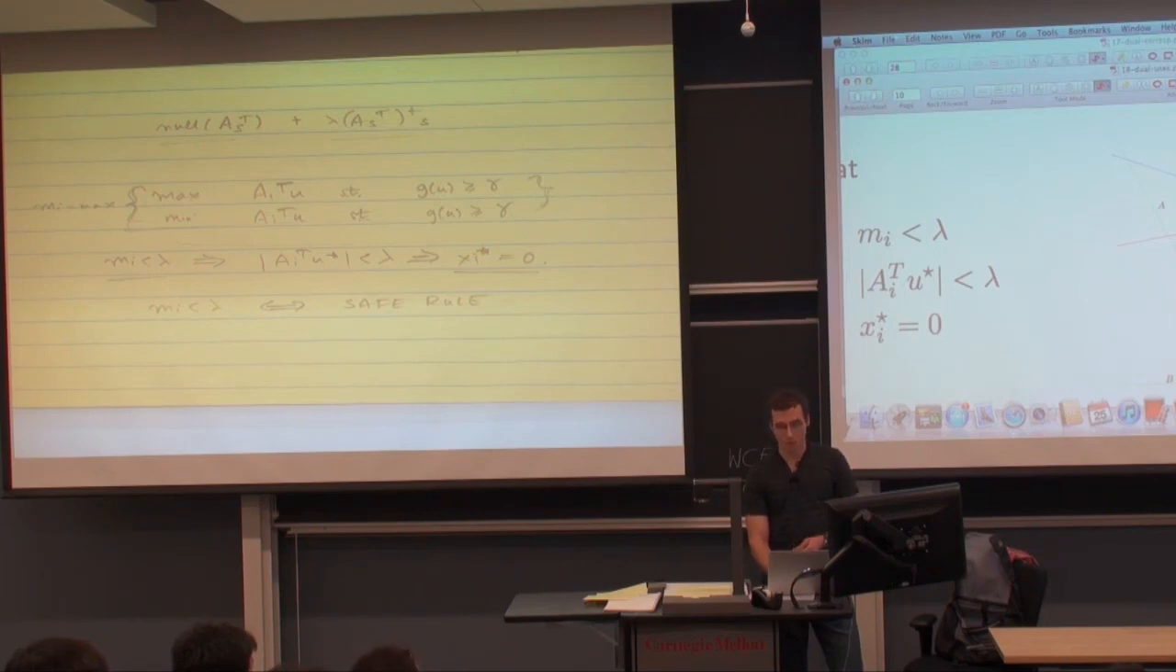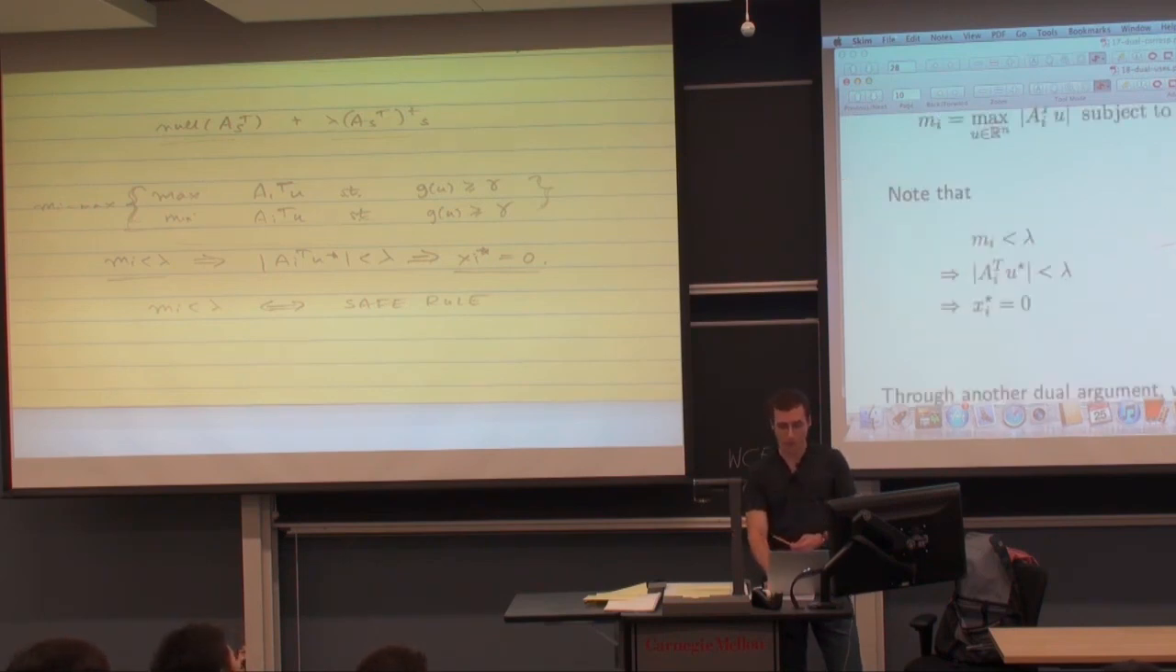So I just cycle through and look at which of these constraints are going to intersect this elliptical region. And if it doesn't, too bad, I'll just throw out the feature for that particular i.